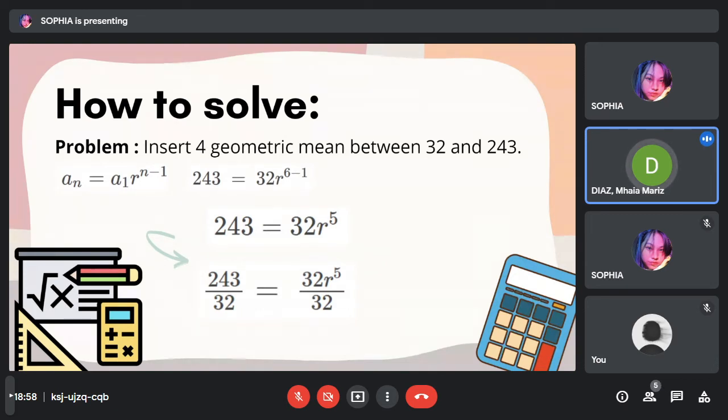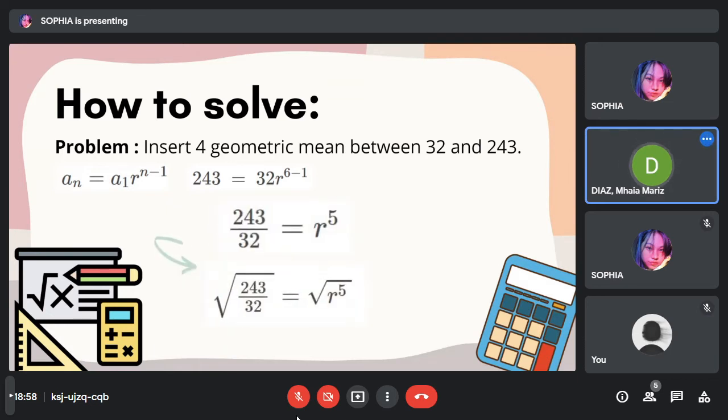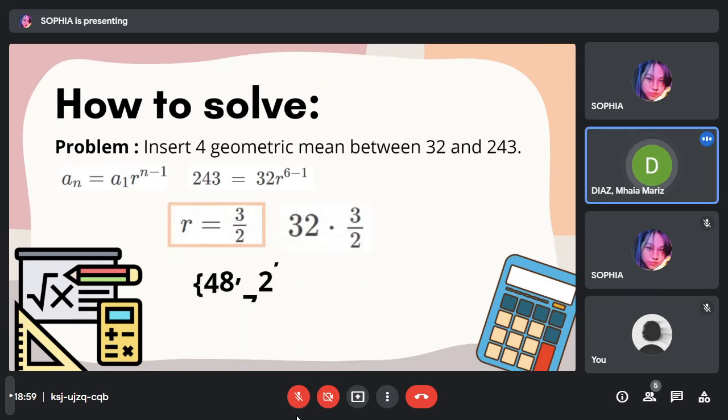just cancel this. After this, we need to find the fifth root of the given 243 over 32 to find our common ratio. We can just simplify 243 over 32. We will have 3 over 2, which is our common ratio. Since we found our common ratio, we simply multiply 3 over 2 to our first term to find our second term and so on. Therefore, our four means are 48, 72, 108, and 162.